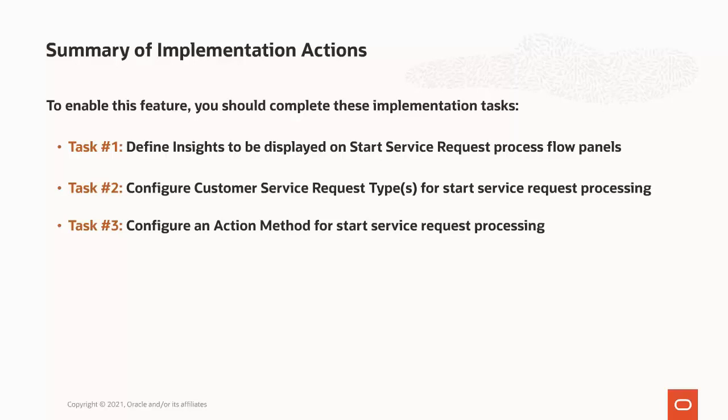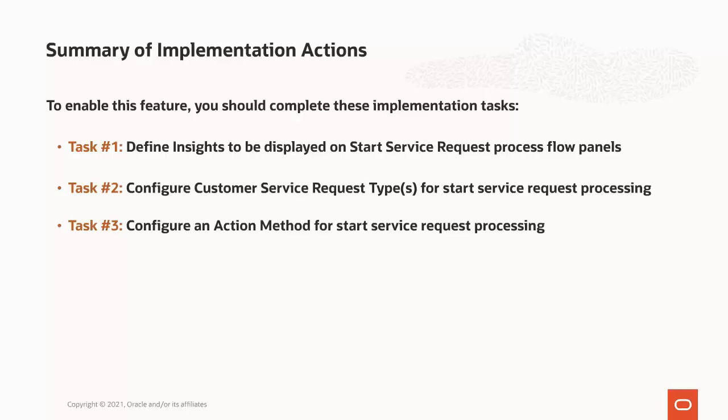Next, you must configure one or more customer service request types for start service request processing. These contain the business controls or configuration options and extension points to support various business requirements. Process flows and back-end customer service requests use these for processing start service requests.